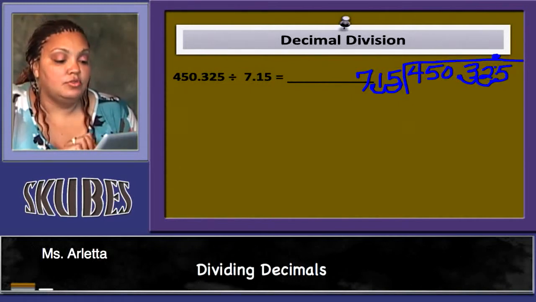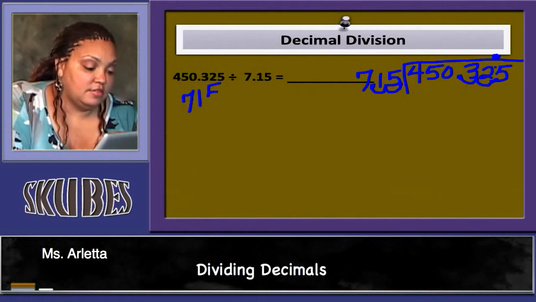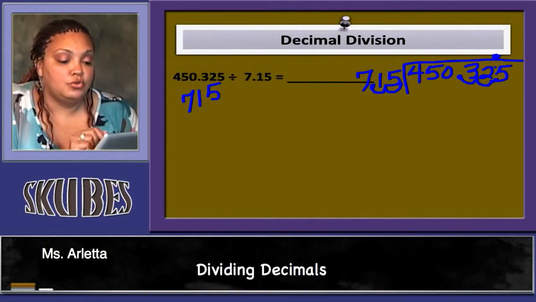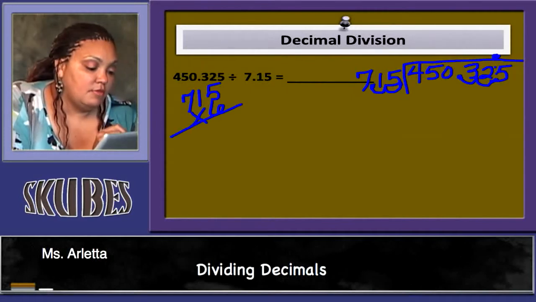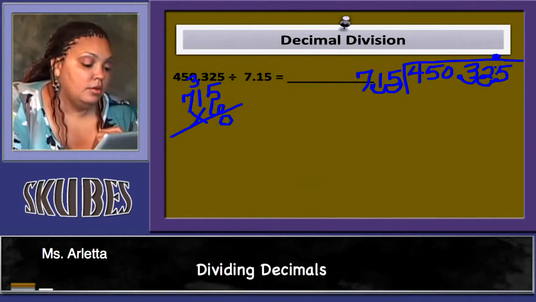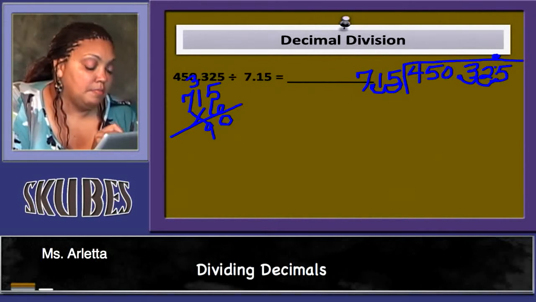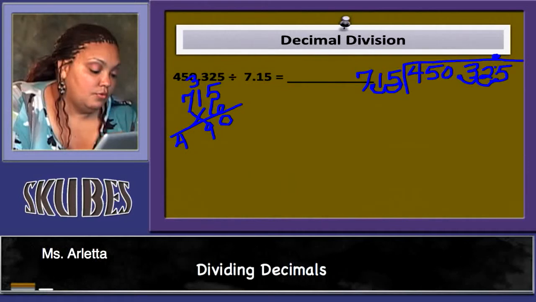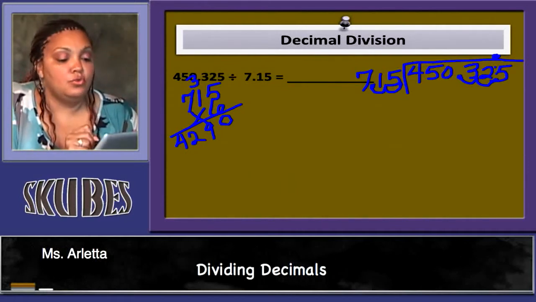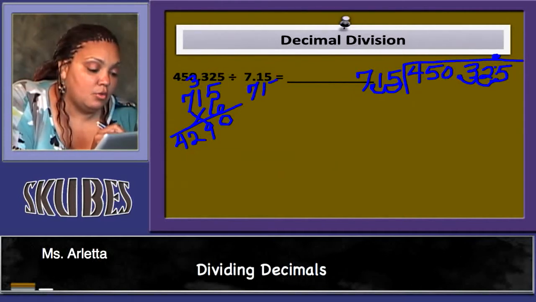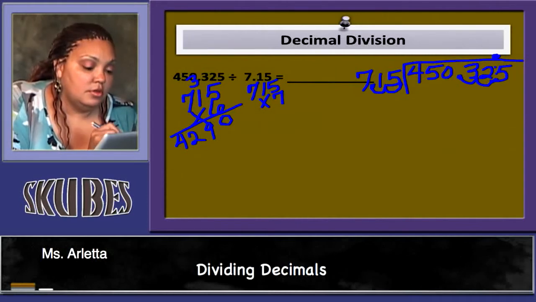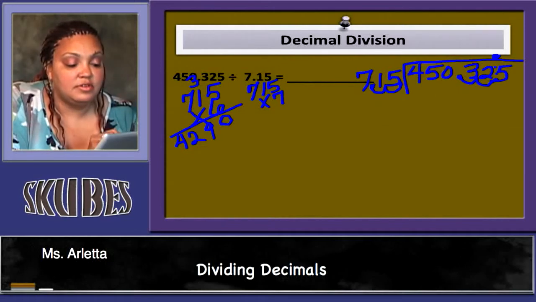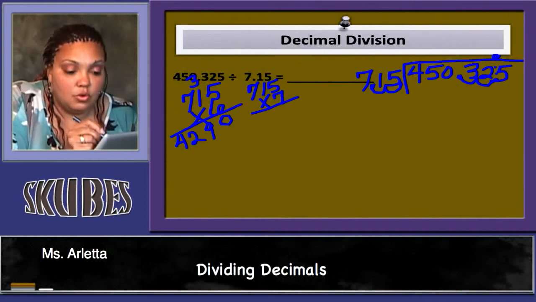715 goes into 450 0 times because 450 is lower than 715. Now I'll have to take 4,503 and divide it by 715. Once again, this is a guess and check. I know that 7 times 6 is 42. So I'm going to try 715 times 6. 5 times 6 is 30. Carry my 3. 1 times 6 is 6 plus 3 makes 9. 6 times 7 is 42. 4,290 is close enough, I think, to 4,503, but just to be on the safe side, we'll go one number higher than 6. Well, if I try 7, you know that 7 times 7 is 49. So we know that's going to be too high. So let's go ahead and put our 6 here.